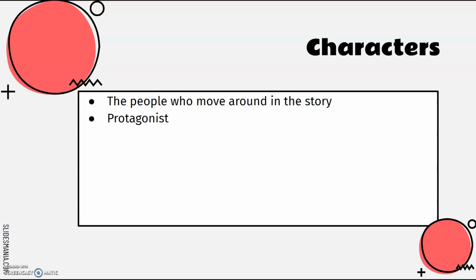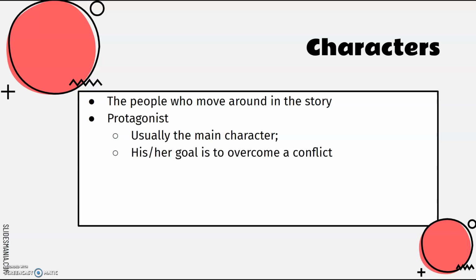So in our characters, we have what is known as a protagonist. The protagonist is usually the main character. This character is going to be the one who is facing the conflict. And his or her goal is to overcome that conflict in the story.